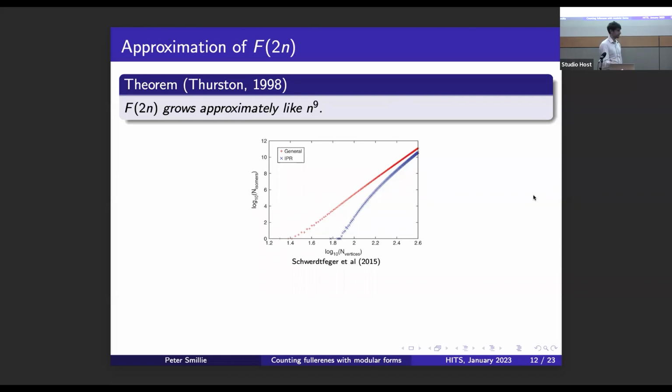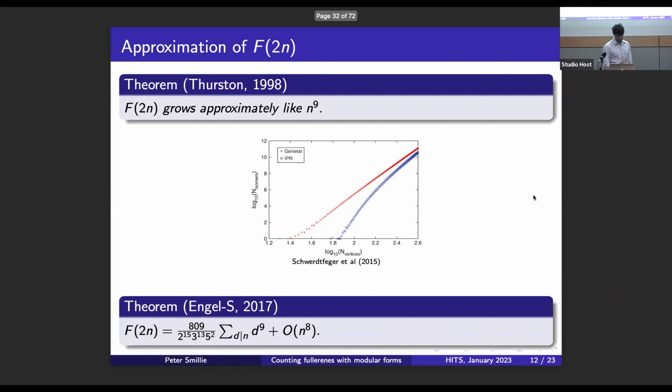Okay, so why? Well, that phenomenon is explained by a theorem of myself and Phil Engel in 2017, where we gave a formula for the leading term of this function, the number of fullerenes. So I'm going to go into this formula on the next slide, but while it's here, I want to introduce this notation. I've written a sum over d | n. That means a sum over all the divisors of n. So a sum over all the positive numbers d, so that n over d is also an integer.